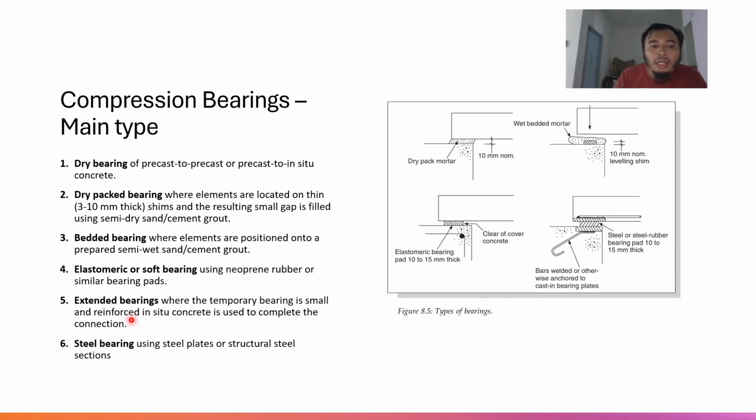And then extended bearings, where the temporary bearing is small and reinforced in situ concrete is used to complete the connections. So a temporary bearing is placed, and then you cast the bearing. Then bearings also have reinforcement, and then steel bearing using steel plate or structural steel section. You put structural steel, for example in here is a combination of structural steel and steel plate, and then you have another bearing here, so it adds up onto the strength of your compression joints.